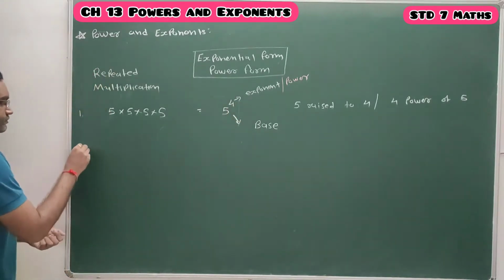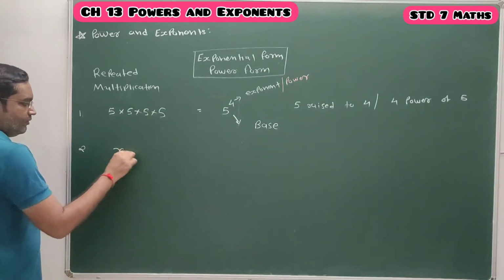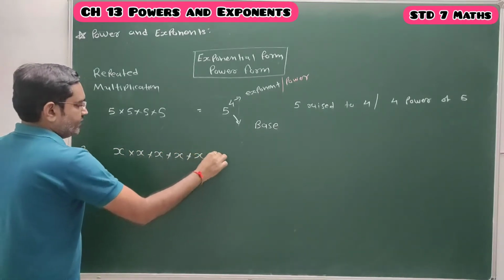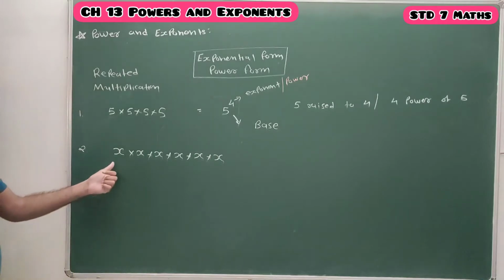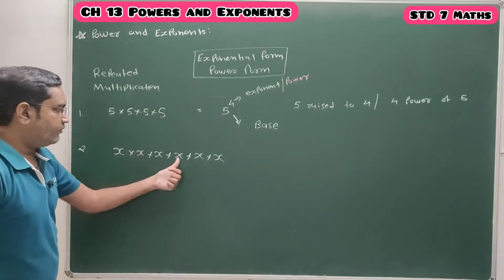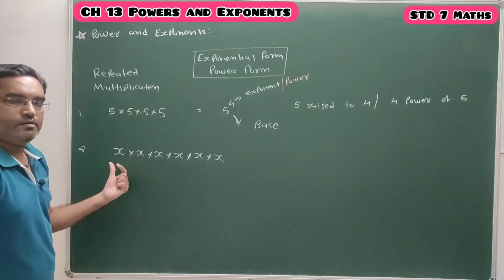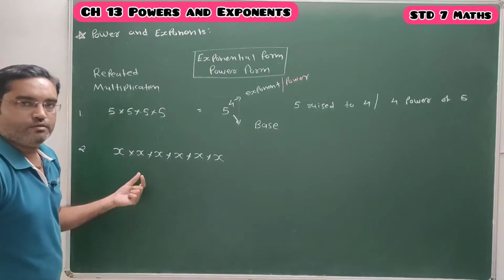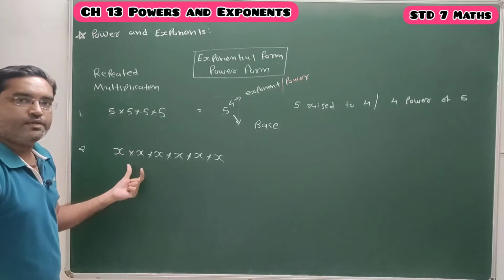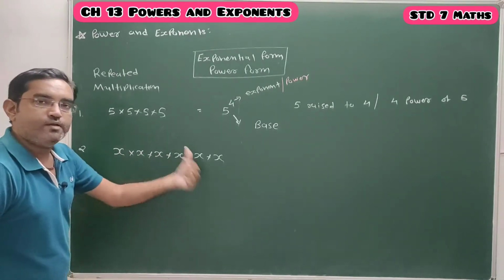For example, one more example. Suppose we are given multiplication of x, and instead of some constant, we have some variable. For example, here multiplication of x with x. How many times? 1, 2, 3, 4, 5, and 6. Here x is multiplied with x, so it's a repeated multiplication of x, 6 times.